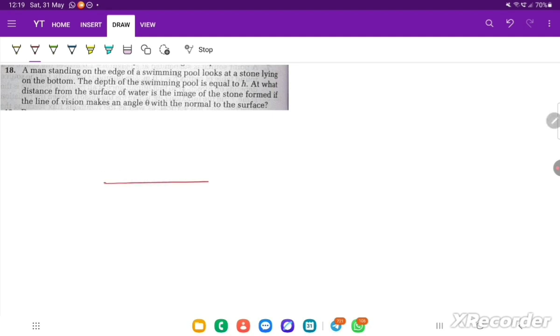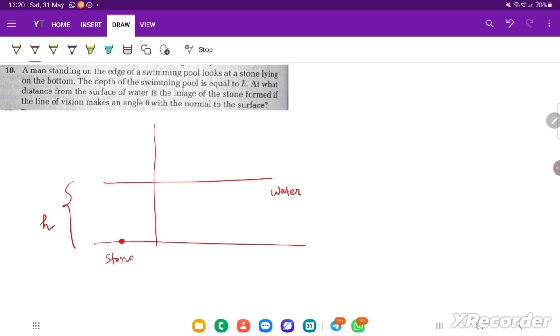So here the case is, let's say this is the interface. Below this there is water, and this is the normal to the surface, and we are viewing the stone at an angle theta. So let's say this is the depth, this length is h, it is given only, and here's the stone that we are observing at an angle theta.